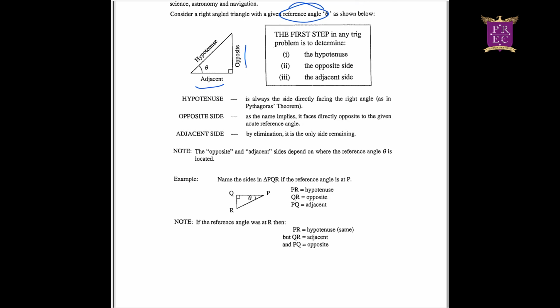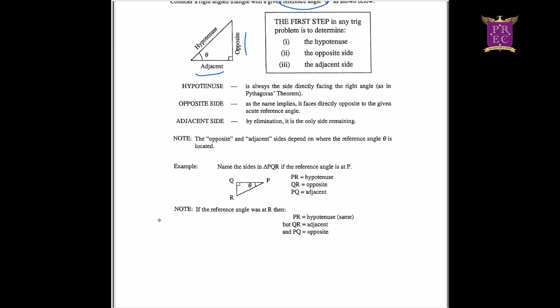Okay, let's have a look over here. I'll give you guys an example. Okay, we had an angle over here and this was the right angle. This will be what? This will be the hypotenuse. Okay, and what would this side be? Remember, we've got the reference angle and the right angle on one side, which would make this the adjacent. What about this side? It's directly opposite to the reference angle, so that side will be the opposite. And that's it. That's all you need to know in identifying the sides of a right angle triangle.